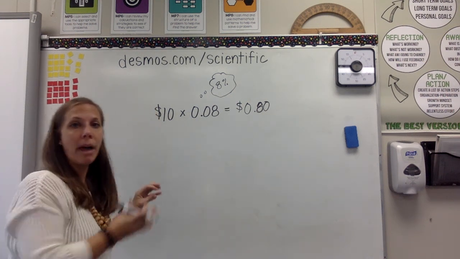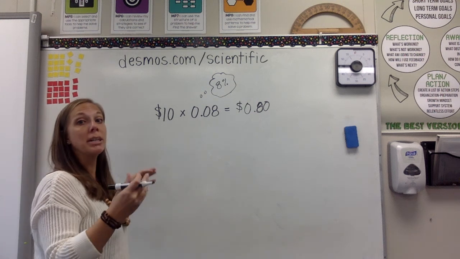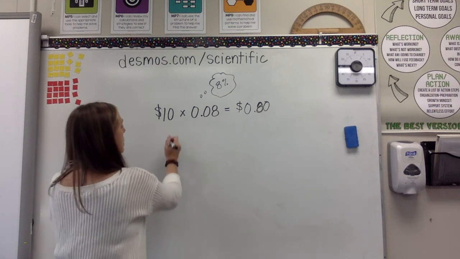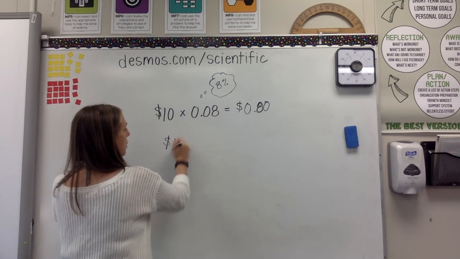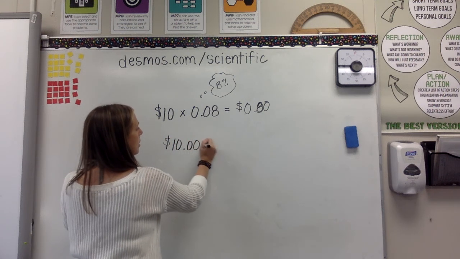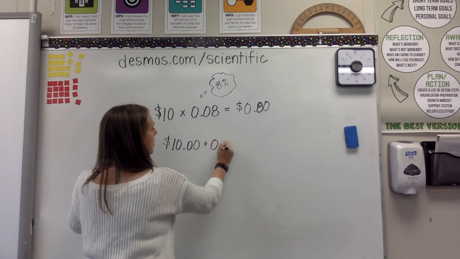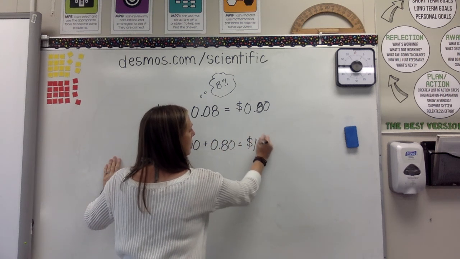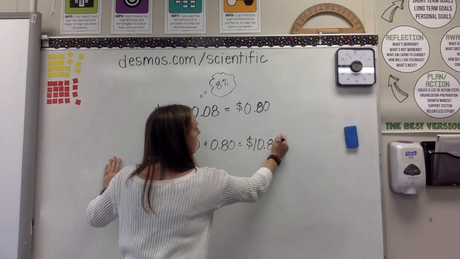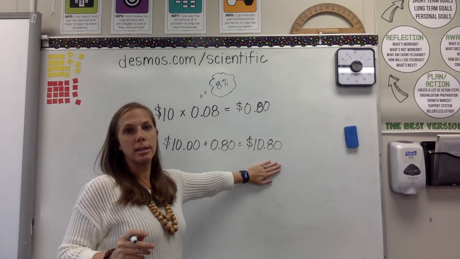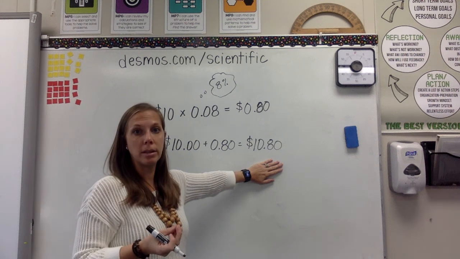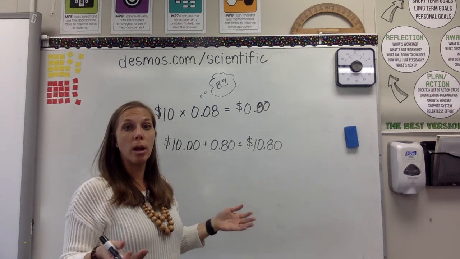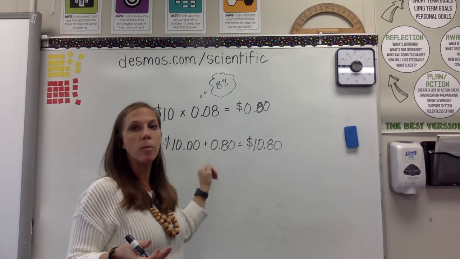Now I need to add that back in to find out what my total is. So the item was $10, the tax was 80 cents. Then I'm going to find my grand total, $10 plus my 80 cents. So I pay $10.80. So that's my item with my sales tax. If we were talking about leaving a tip at a restaurant, we could calculate it the same way.